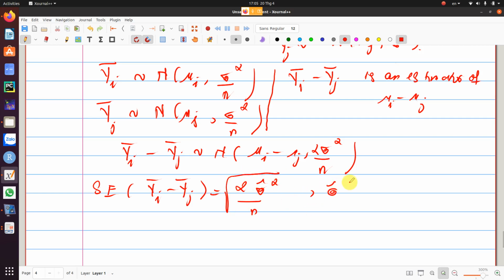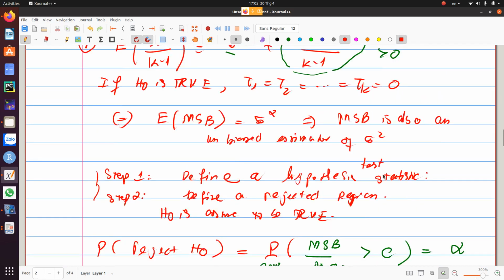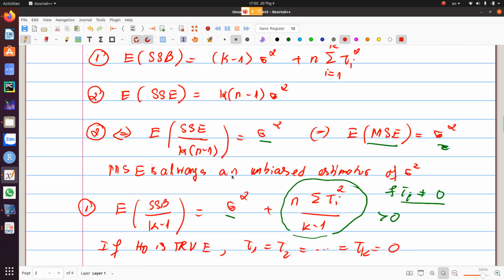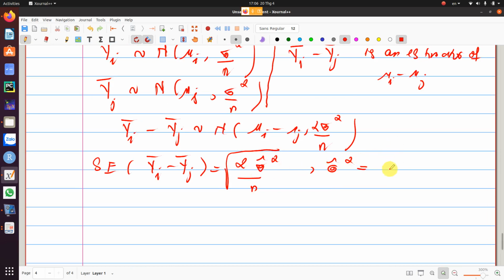Where, what is sigma square hat? In this case, we already derived it here. MSE is always an unbiased estimator of sigma square. I told you that it means in the ANOVA model, we are always able to choose MSE to estimate sigma square. It means that sigma square hat equals MSE. That's all. Okay, so we write sigma square hat equals MSE, which means SE equals the square root of 2 MSE over n.